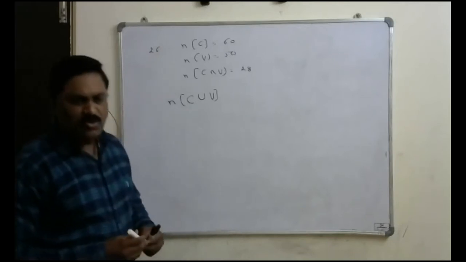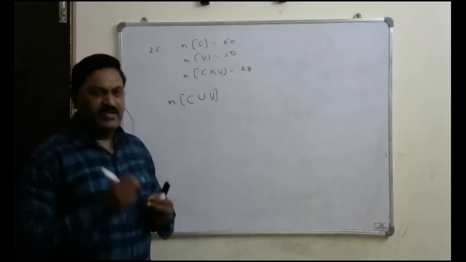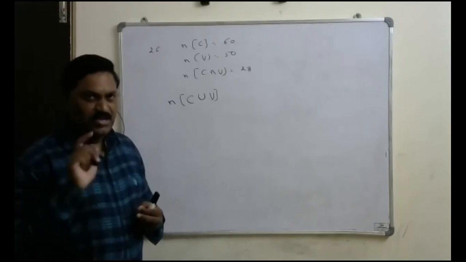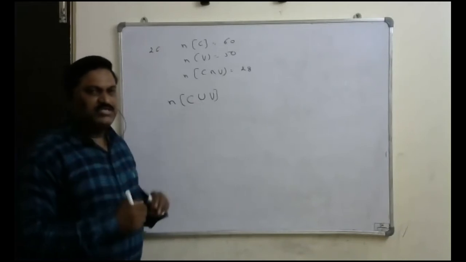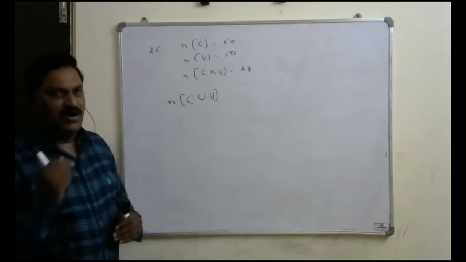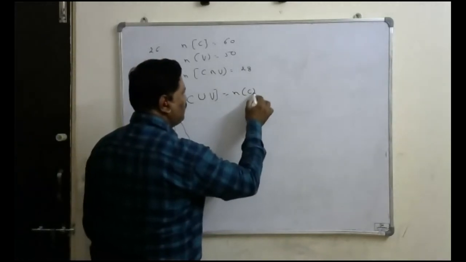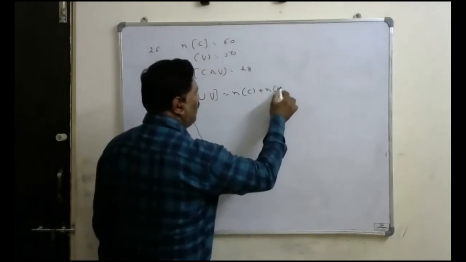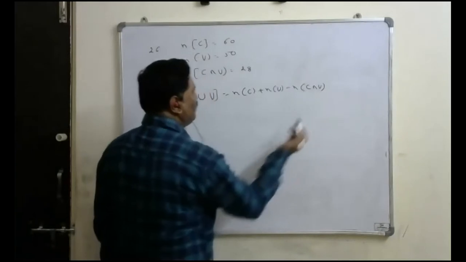You can also call it at least one of them to play. Whenever you use the words at least, you have to use the or symbol. So the number of students who play either cricket or volleyball. The formula we know is N of C plus N of V minus N of C intersection V.